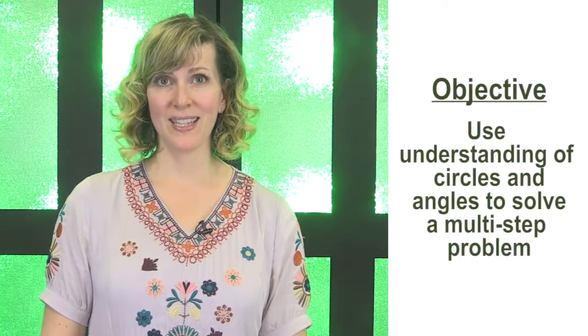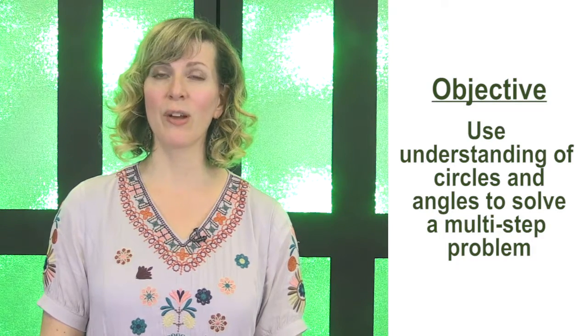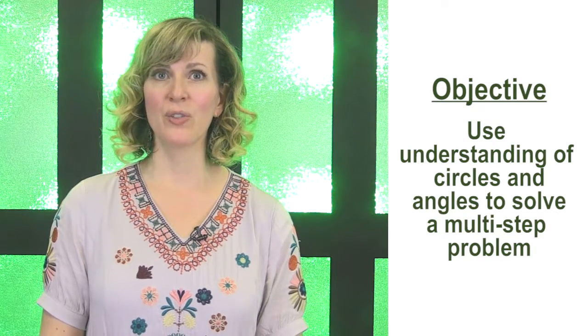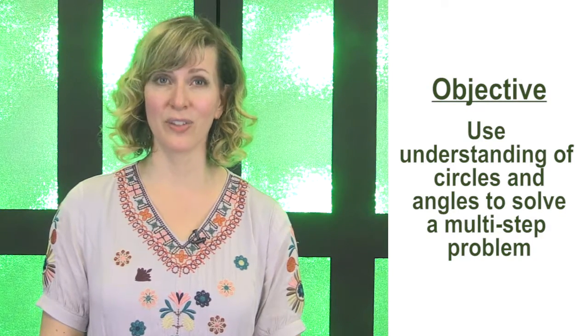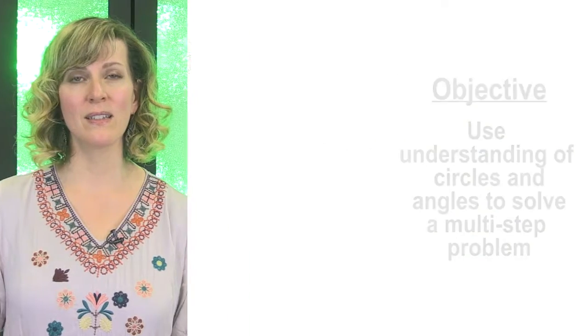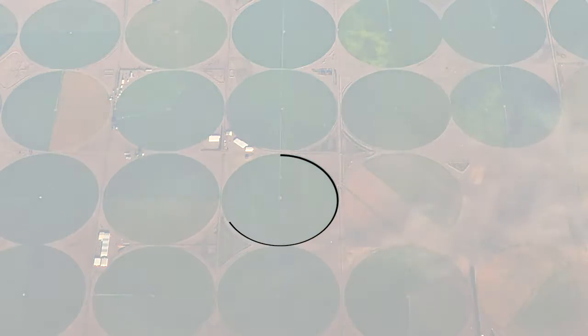The objective of this lesson is to use understanding of circles and angles to solve a multi-step problem. Students should also be able to describe and justify their solutions as correct. For this lesson, students will learn how farmers use a circular watering system for crops. They will need a knowledge that the total circumference of a circle equals 360 degrees.